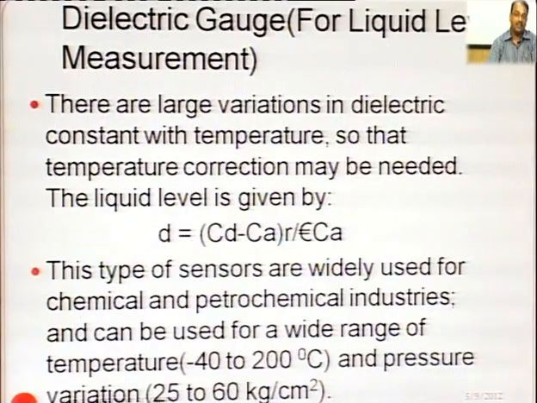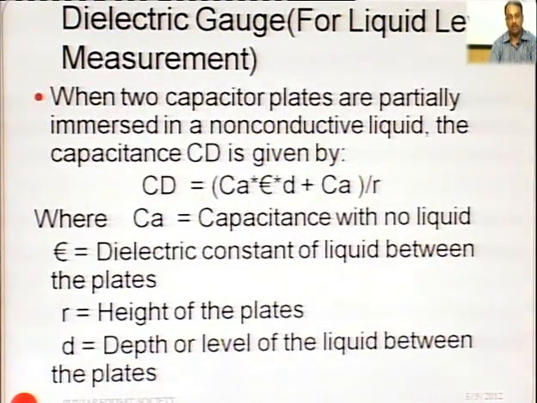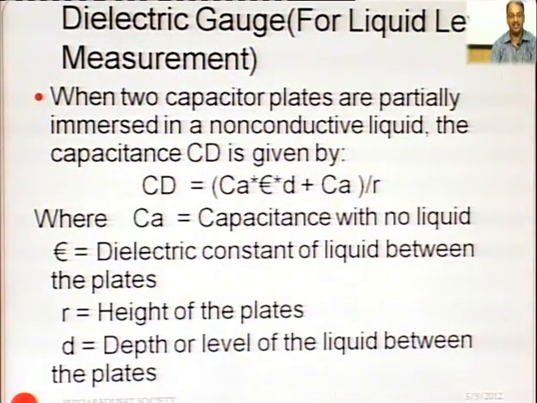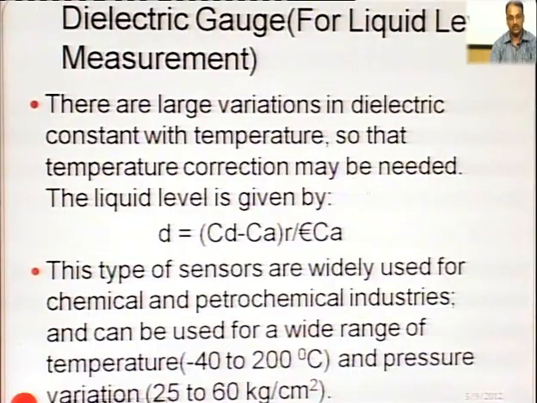So, there are large variations in the dielectric constant with temperature, so temperature correction may be needed. According to this formula, D is given as (CD minus Ca) into R divided by epsilon Ca. So, by these parameters we can get the value of D. D is the depth or level of the liquid.